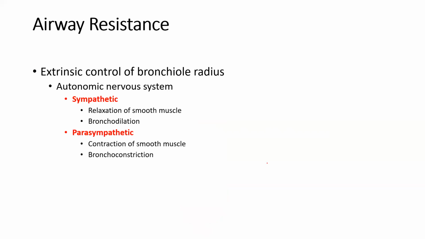Okay, let's speak about some of the extrinsic controls here. This is going to involve the autonomic nervous system, right? The sympathetic division is going to cause relaxation of smooth muscle. That's going to be bronchodilation. And then the parasympathetic system is going to have the opposite effect. It's going to contract that smooth muscle, and that is going to cause bronchoconstriction.